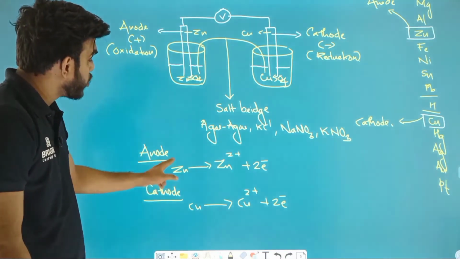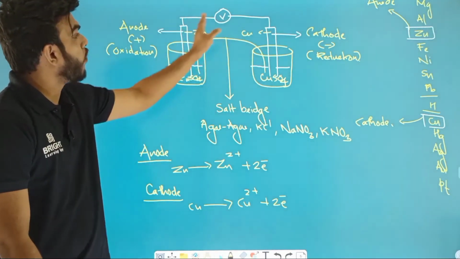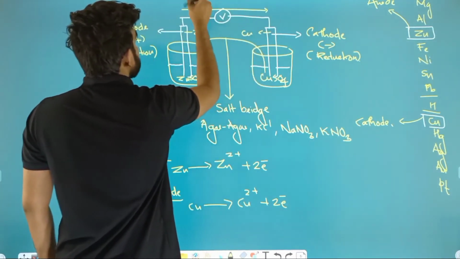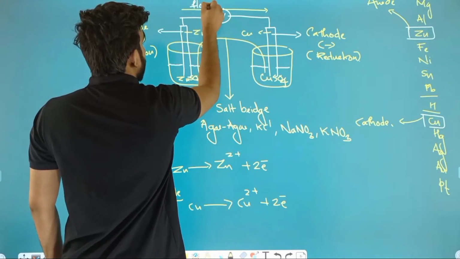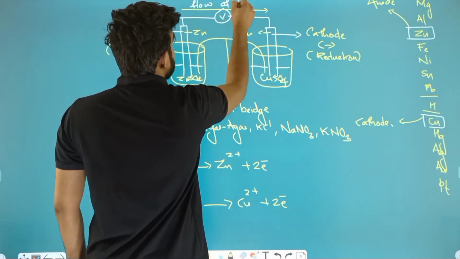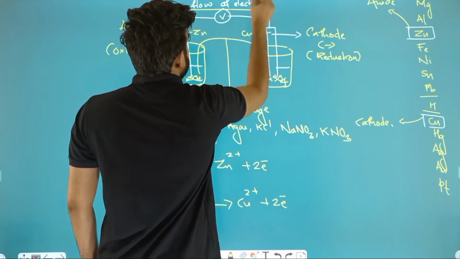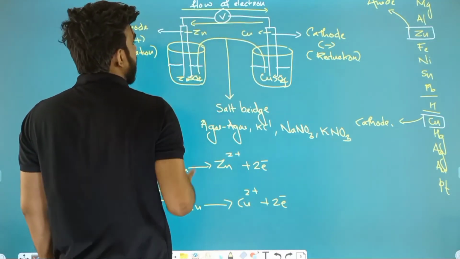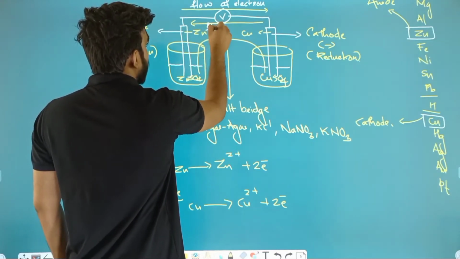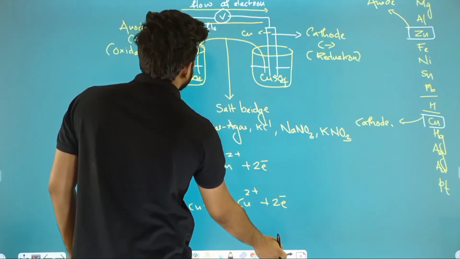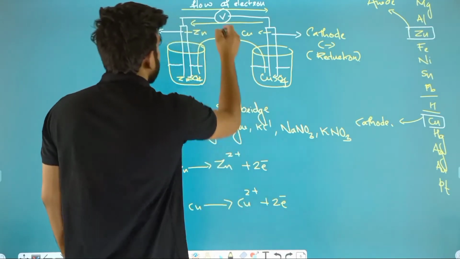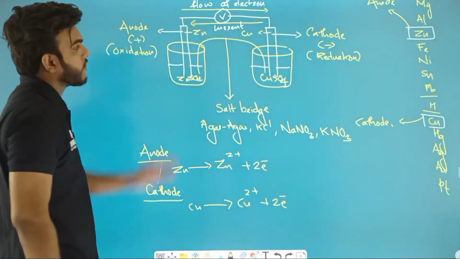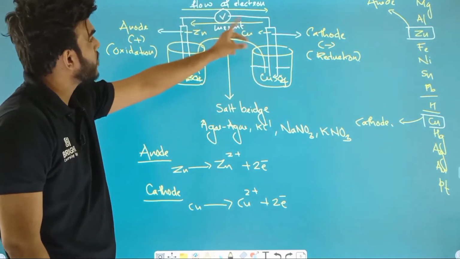So the flow of electrons will take place from anode to cathode. From this side to this side, we can say the flow of electrons takes place from anode to cathode, and from cathode to anode, this is the flow of current. I'm just writing here that is current itself. So here is the flow of current, from cathode to anode, and from anode to cathode, the electron is flowing.